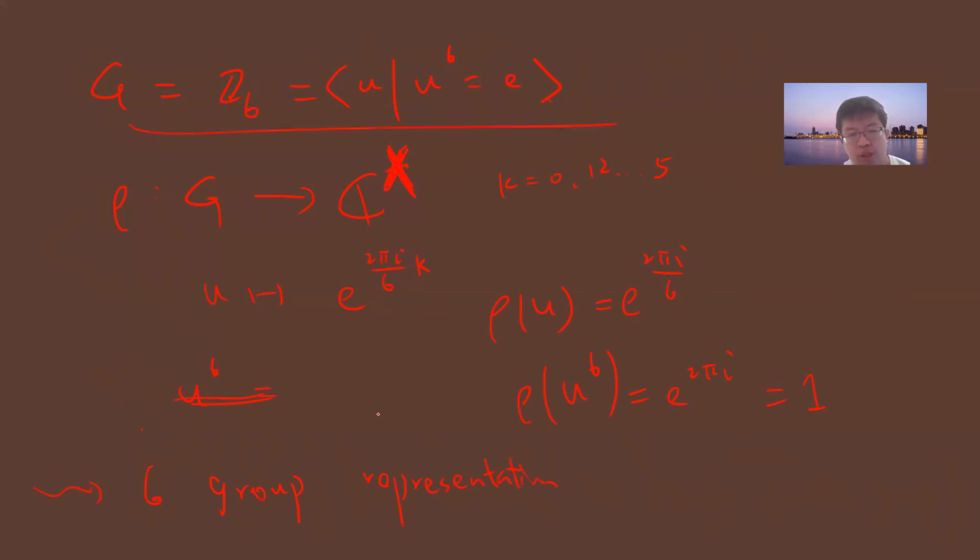And we will show that actually these 6 group representations are so-called irreducible group representations. So there are 6 of them, and in the future we can prove that these are all the irreducible representations of this group.